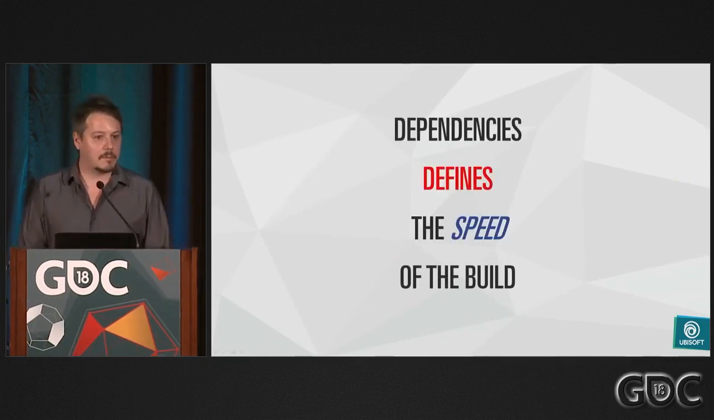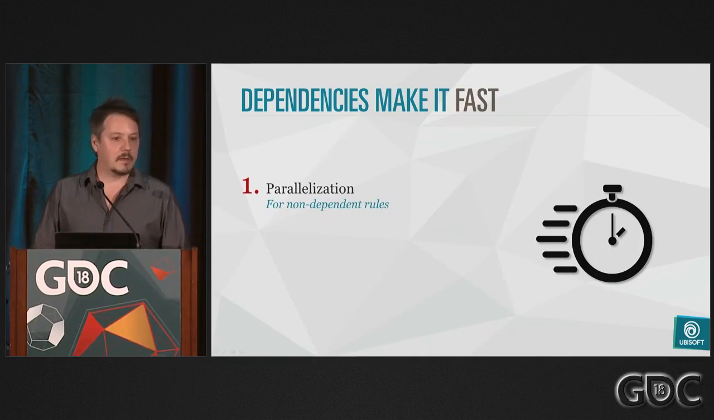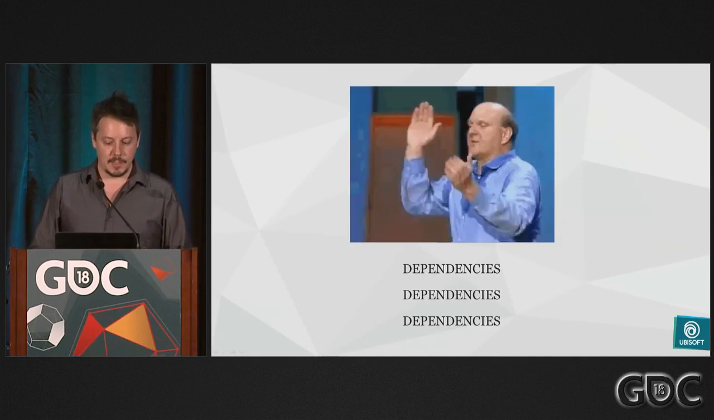And they define the speed of our build for 2 main reasons, and it's probably the most important slide of this talk. Because it defines the parallelization opportunities, and it also defines how incremental a build can be. It's just what we saw. So it's all about dependencies, dependencies, dependencies.